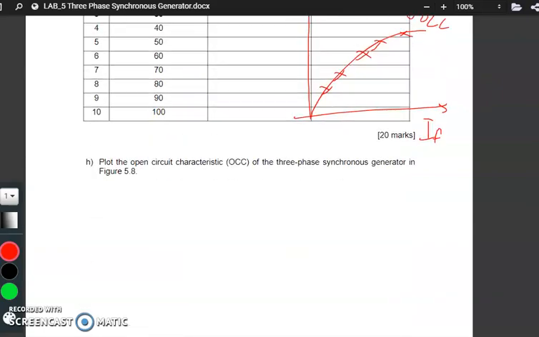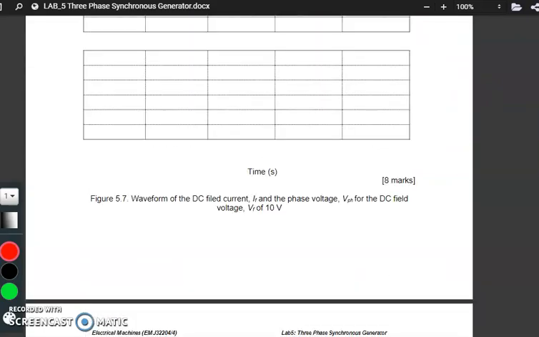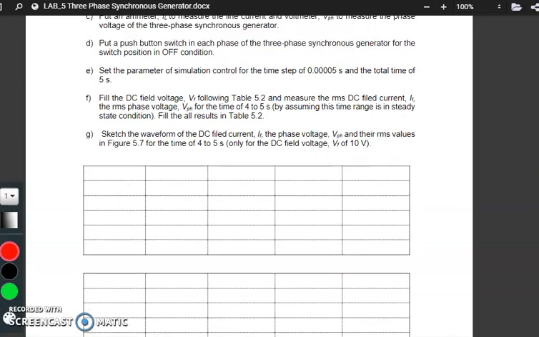Okay, that's all for the briefing. I will come back and recap again on this task in the lab later.